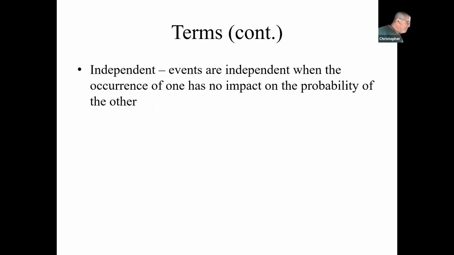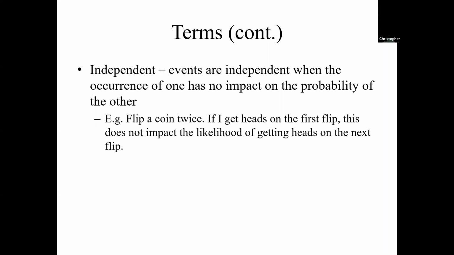All right, independent, here's a really important one. Events are independent when the occurrence of one has no impact on the probability of another. And we'll see some ways that we can test whether events are independent of each other. For example, if I flip a coin twice, the outcome of the first coin flip has nothing to do with the outcome of the second coin flip. Those are independent events.